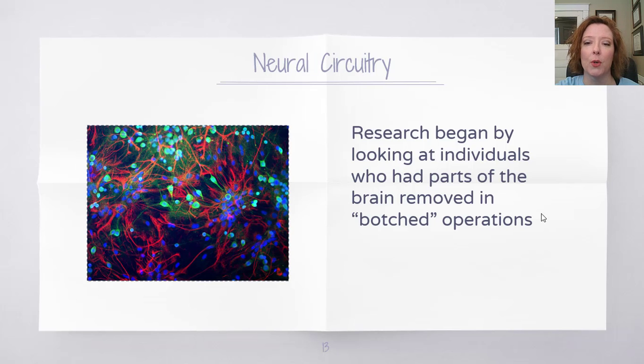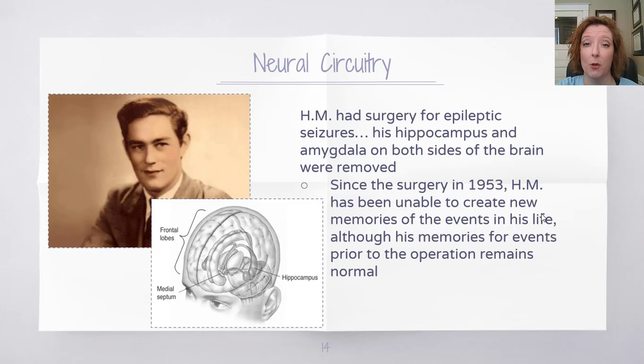In neural circuitry, the research that we've done started by looking at individuals who had parts of the brain removed due to some type of operation that did not go the way it was supposed to go. One of the most famous examples of this is HM. This is what he is known as in our community, although more information about the individual has come to light. HM had surgery for epileptic seizures, and during this surgery, his hippocampus and amygdala on both sides of his brain were removed.